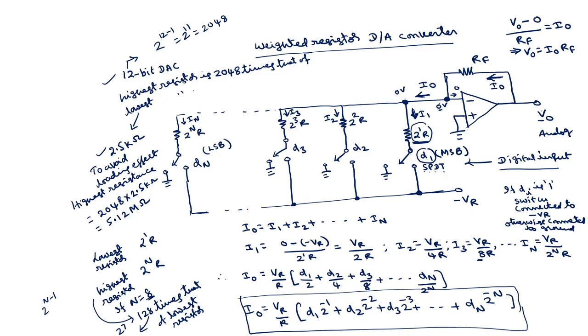Another is that the accuracy depends upon the accuracy of the resistors. As I have told, the resistor values vary with various parameters such as temperature. If the resistance value varies, then the accuracy will be affected. So because of this reason, this weighted resistor D2A converter is not popular. To avoid this drawback, we will consider another type of D2A converter, the R2R ladder type D2A converter, that we will discuss in the next lecture. Thank you.